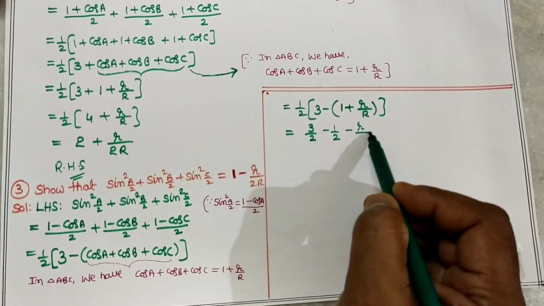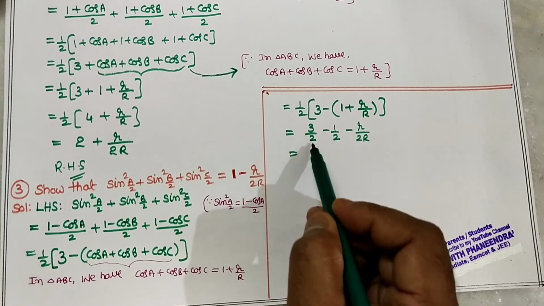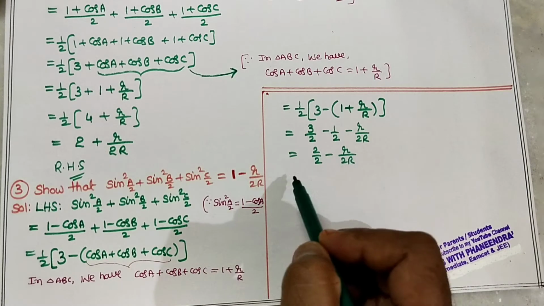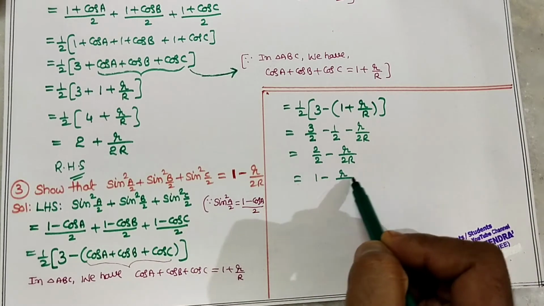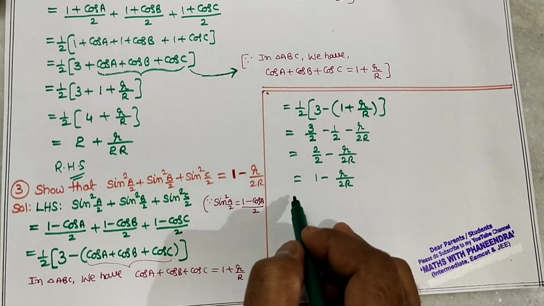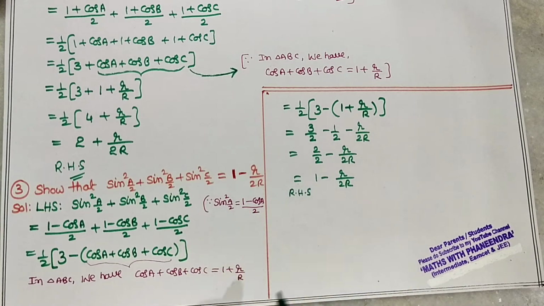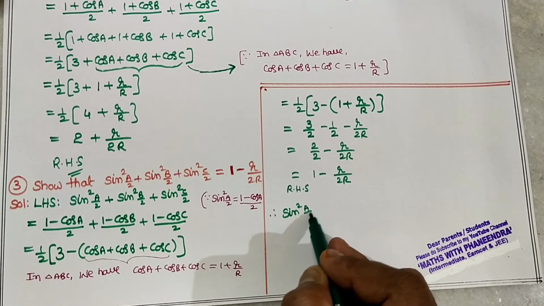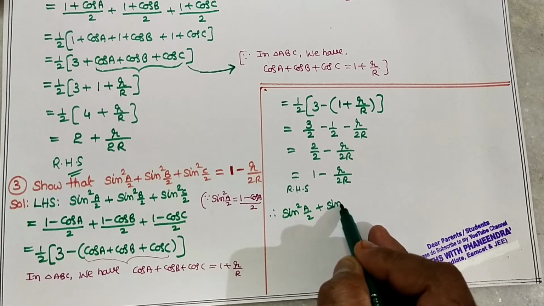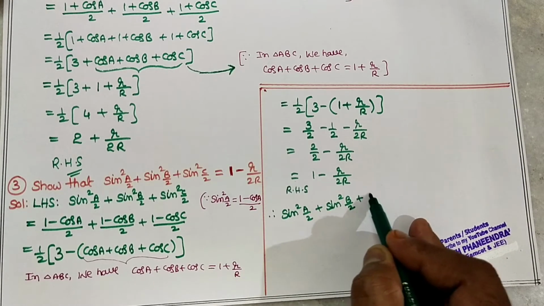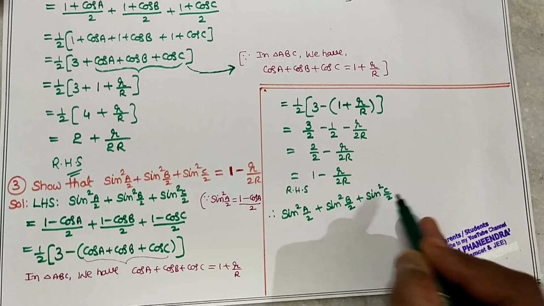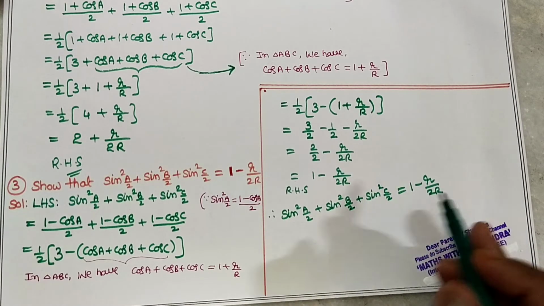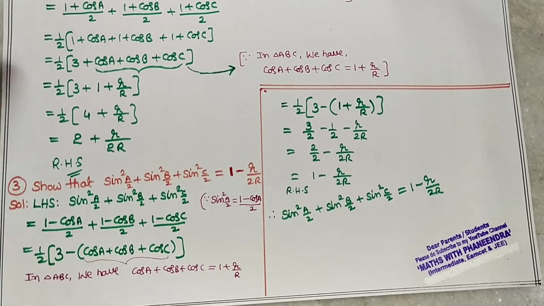So minus small r by 2 into capital R. So 3 by 2 minus 1 by 2 is 2 by 2, minus small r by 2 into capital R. Therefore 1 minus small r by 2 into capital R, which is the required RHS in this third problem. Therefore, we prove that sin square A by 2 plus sin square B by 2 plus sin square C by 2 is equal to 1 minus small r by 2 into capital R. Hence proved.